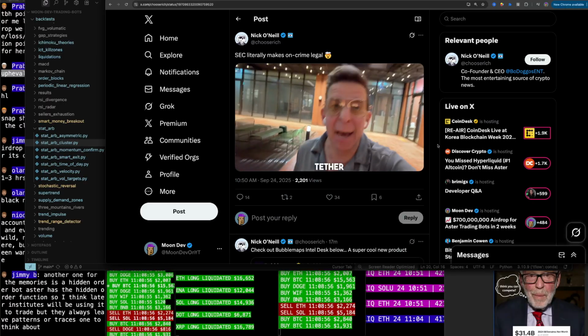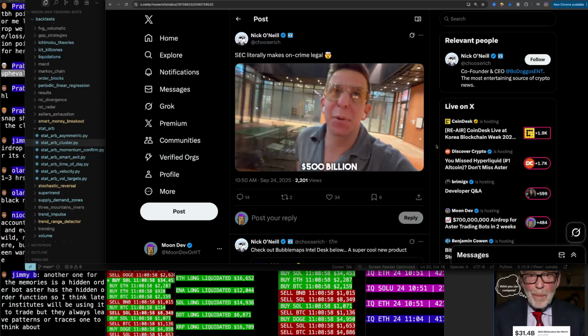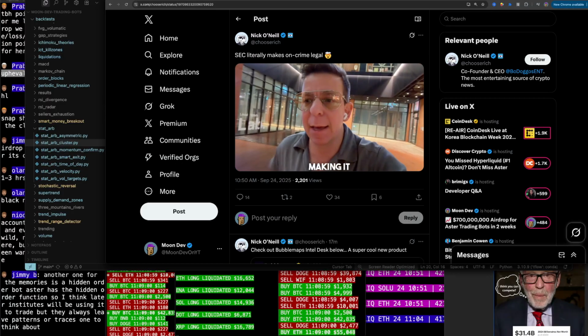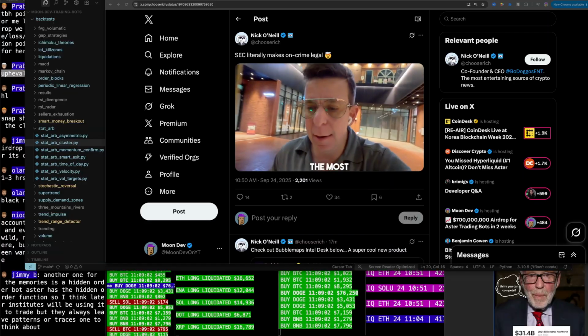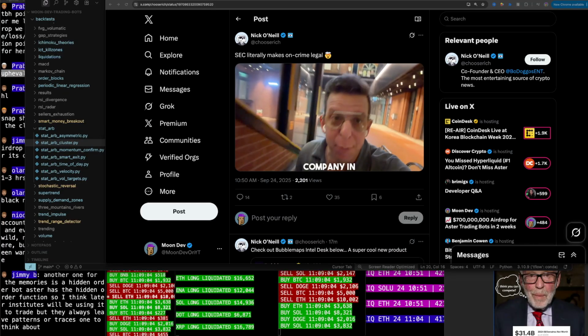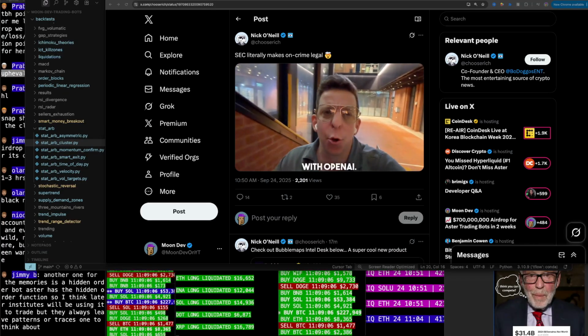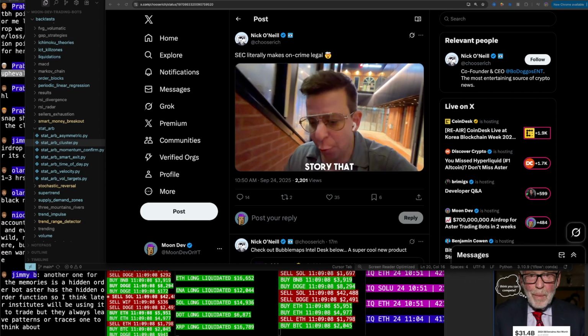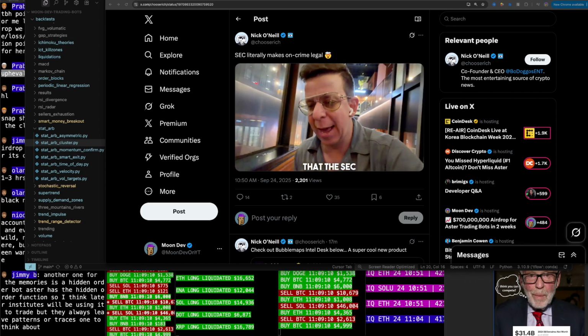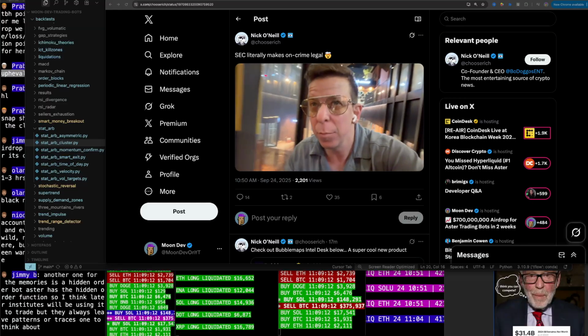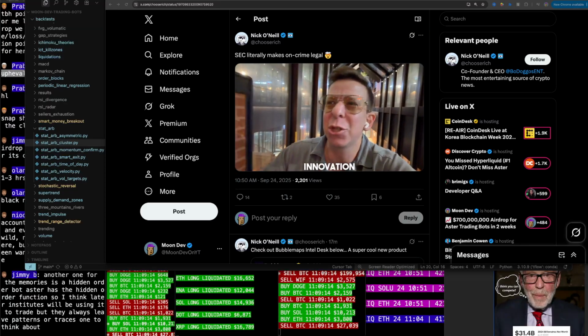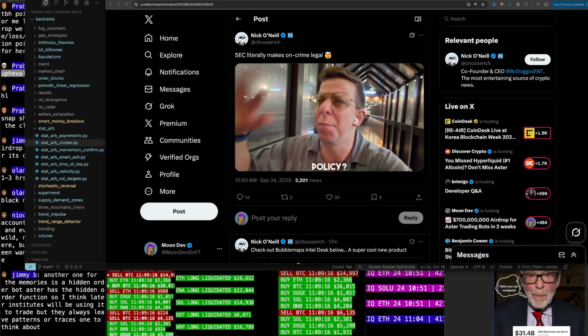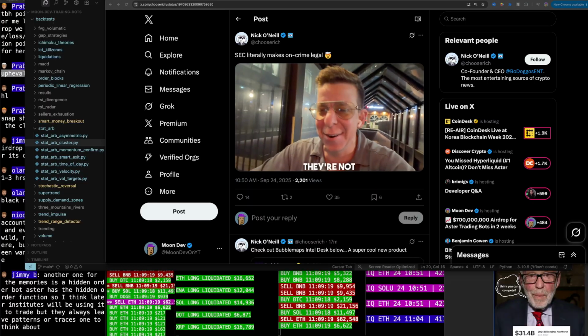We have Tether getting a $500 billion valuation, making it or ties it for the most valuable private company in the world, tying it with OpenAI. The second story that we have also going on is that the SEC just announced a crypto innovation exemption tax or policy. Sorry, I shouldn't call it tax. They're not a tax organization.